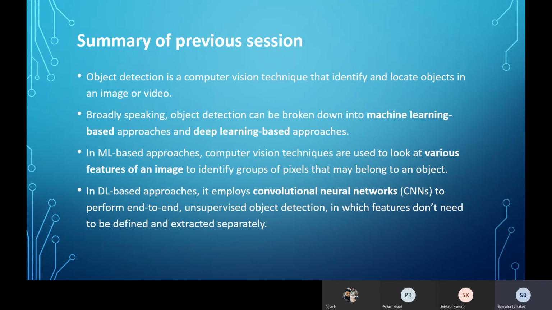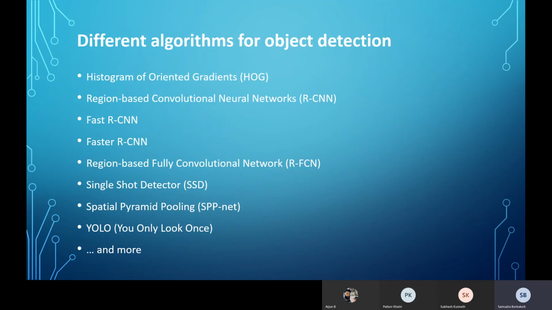So we'll be looking into some techniques that were discussed last time, and a few extra ones as well. There's histogram of oriented gradients, which is an ML technique, which I was discussing in the previous slide. Then there's the region-based convolutional neural network technique, and it keeps on upgrading from that, like RCNN to fast RCNN, faster RCNN. It's basically an improvement of the previous generation. And then region-based fully convolutional network. It keeps on getting more accurate and faster.